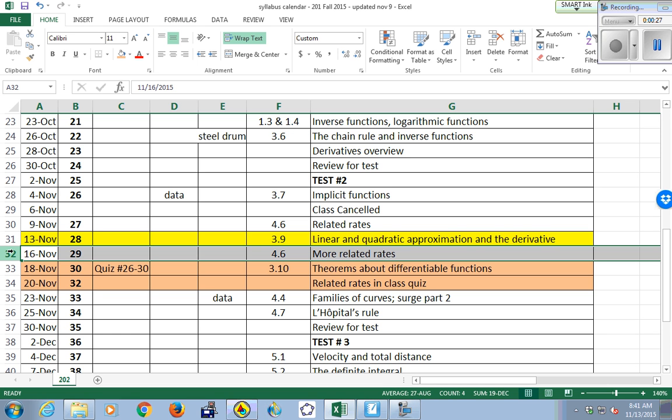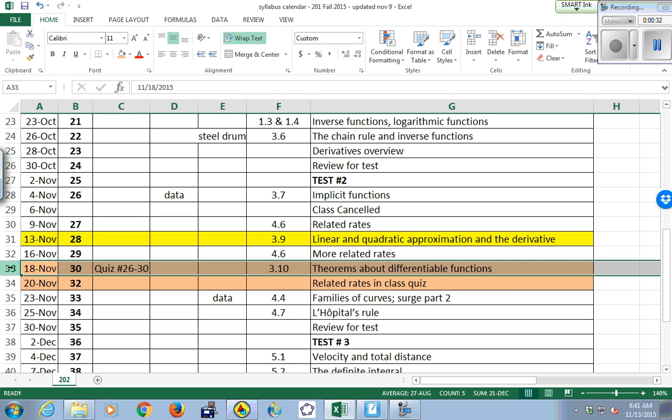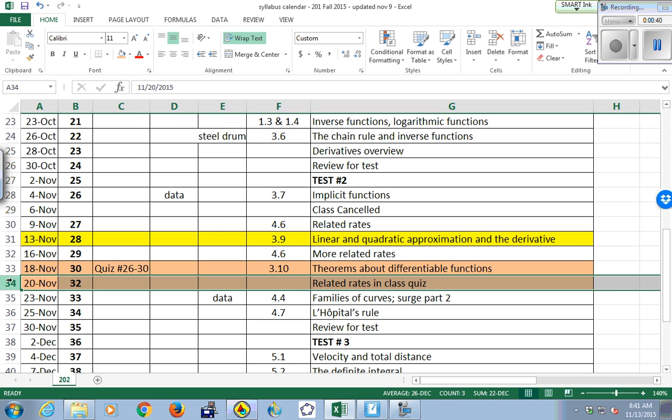All right, and then upcoming things, you have a take-home quiz. I'm going to give you a take-home quiz on Wednesday. Covers classes 26 through 30. And then on Friday, you have a related rates in-class quiz. You already all have the quiz. It's the first page of your packet.